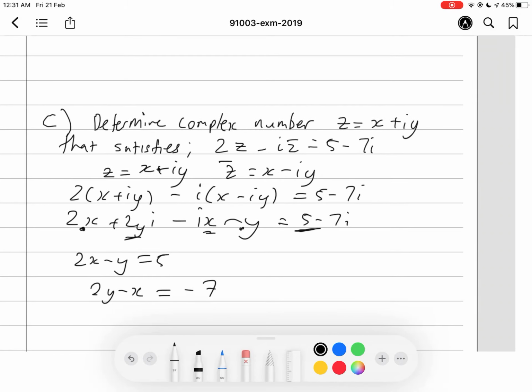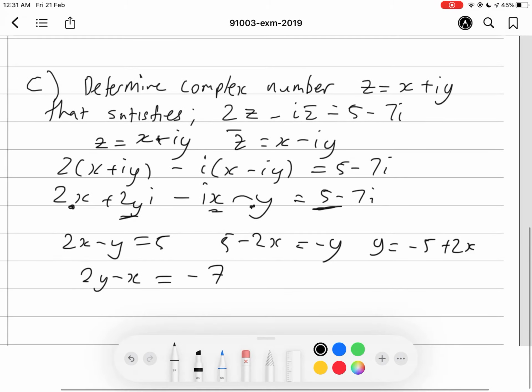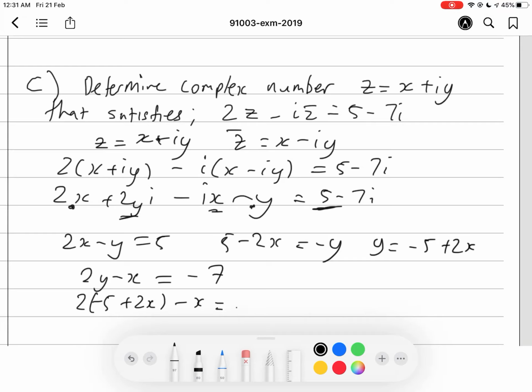Now we just need to solve. So right now we will have 5 minus 2x equals negative y. So therefore y equals negative 5 plus 2x. If we substitute into the bottom equation, we'll have 2 times (negative 5 plus 2x) minus x equals negative 7. So negative 10 plus 4x minus x equals negative 7. 3x minus 10 equals negative 7. 3x therefore equals 3, x equals 1.